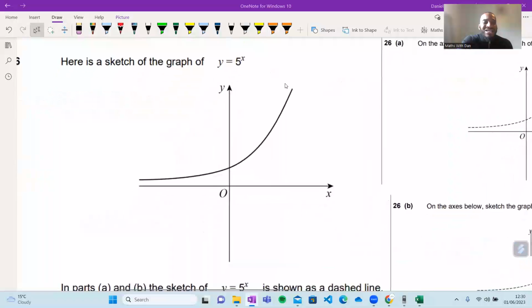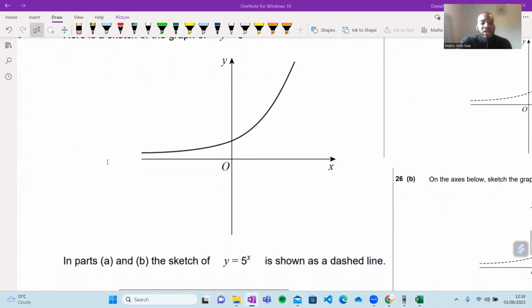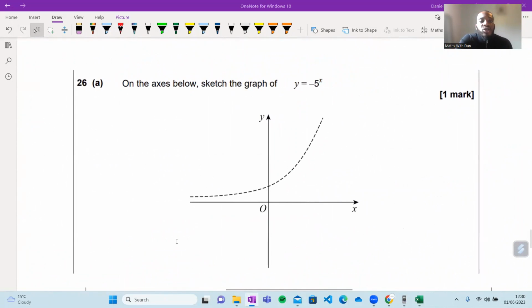The question says, here is a sketch of the graph y equals 5 to the x. In parts A and B, the sketch of the graph is shown as a dashed line. Okay, that's fine. And for part A, it says on the axis below, sketch the graph of y equals minus 5 to the x.